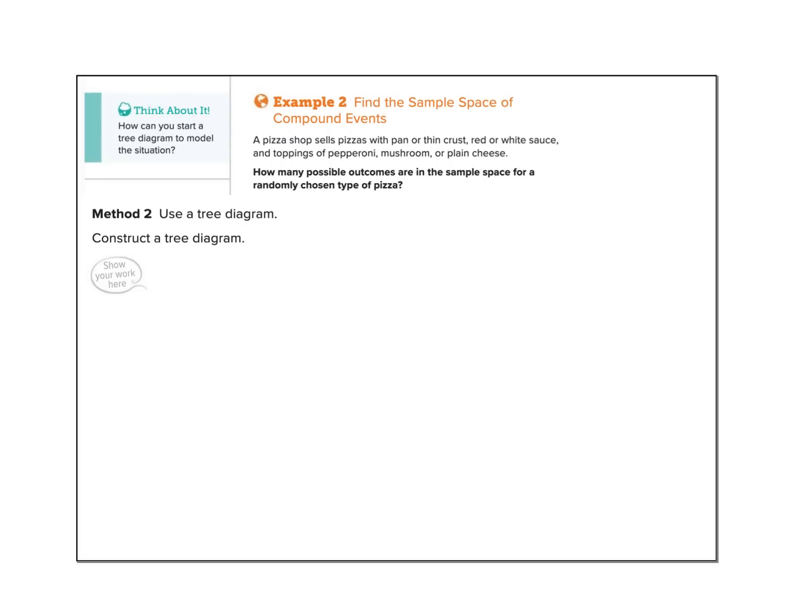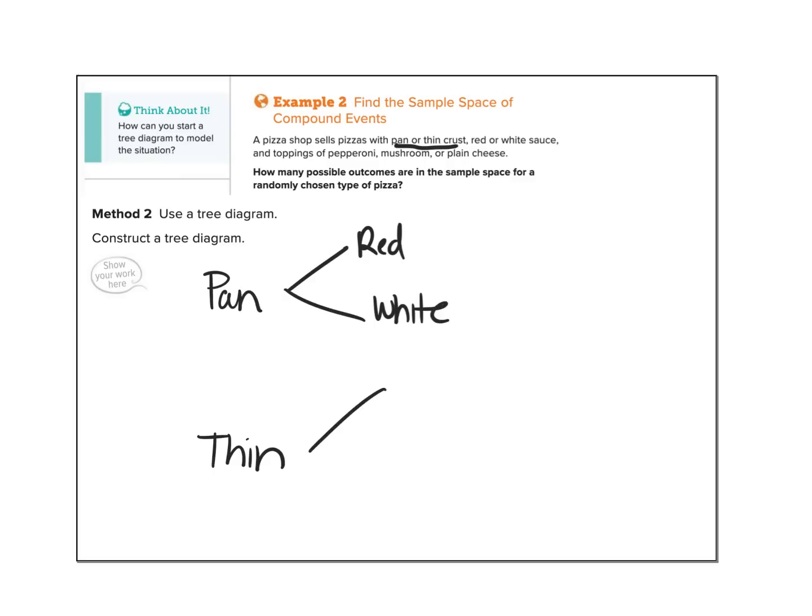Now I'm going to do that same thing with a tree diagram down below. Now again, you can draw a tree diagram going sideways or up and down. So always start with your first thing. You can do pan or thin. I leave some space so I can write. Then I'm going to go to my sauce. There's 2 options for sauce, so I draw 2 branches. He can get red or white sauce. Same thing for thin, 2 options, so red or white.